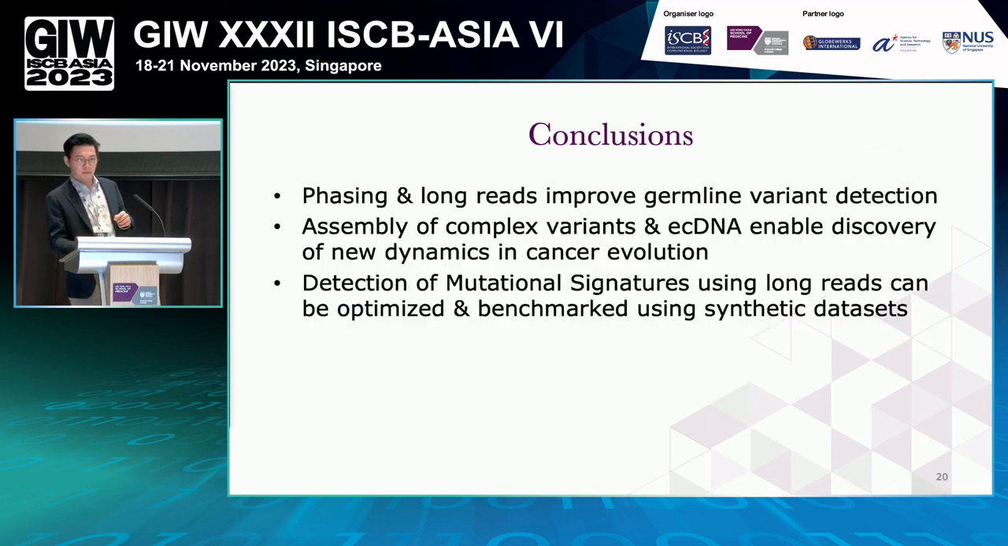Okay, so that's the conclusion for my talk. Essentially, phasing is important. It helps us with germline variant discovery. We can use assembly methods for complex rearrangements and ecDNA. And to push it even further, you can look at cancer evolution if you have different experimental setups.